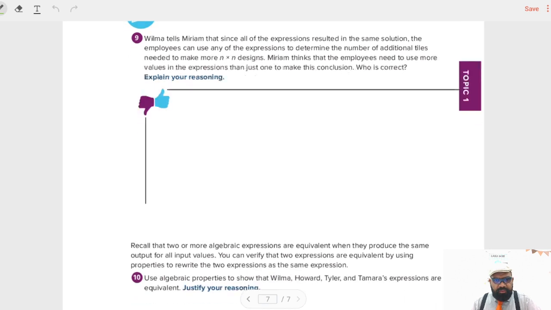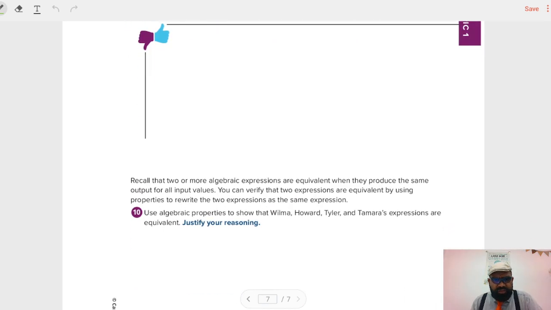Okay? And question 10, just recall that 2 or more expressions are equivalent when they produce the same output for all input values. You can verify that 2 expressions are equivalent by using properties to rewrite the 2 expressions as the same expression. It's the same thing we did before, like solving n plus 2 squared. Just rewrite that in a different way to get 4n plus 4. And you will see that, okay?